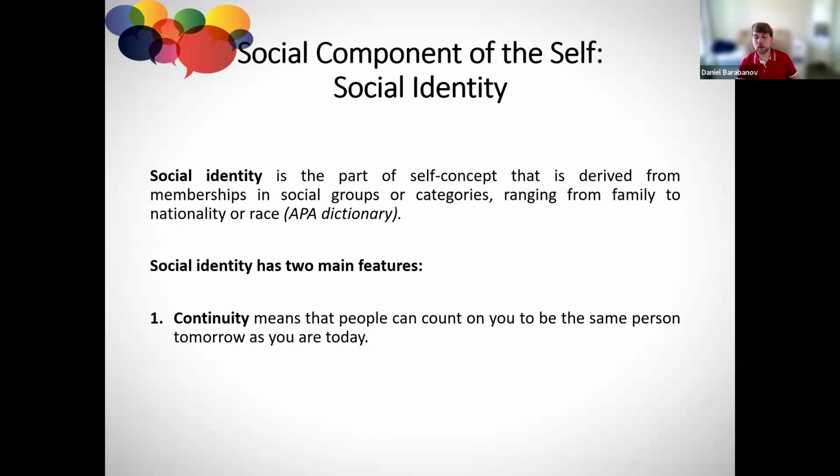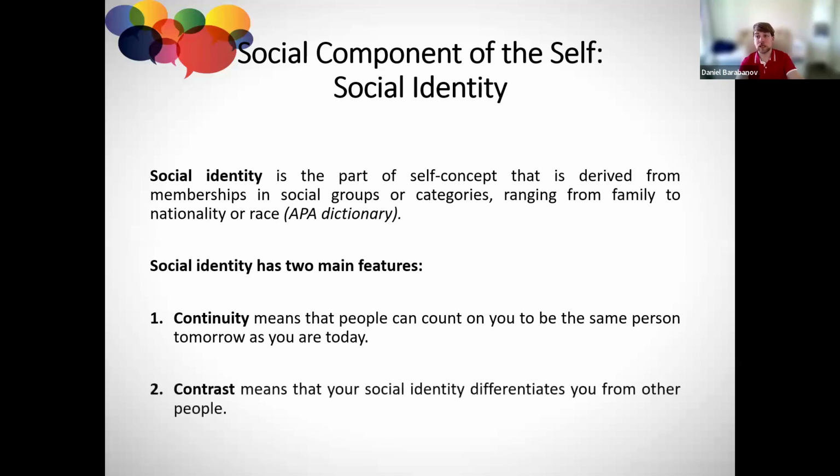So we usually count that other people we know who are members of our group will continue to be members of our group tomorrow. And in this sense, social identity implies continuity, but also it implies contrast. It means that you differentiate yourself from people from other groups, right? So when you say I am liberal, it means that you're not conservative or NDP supporter. When you say, for example, I'm a middle class person, it implies that you're not an upper class person and not a lower class person, right?